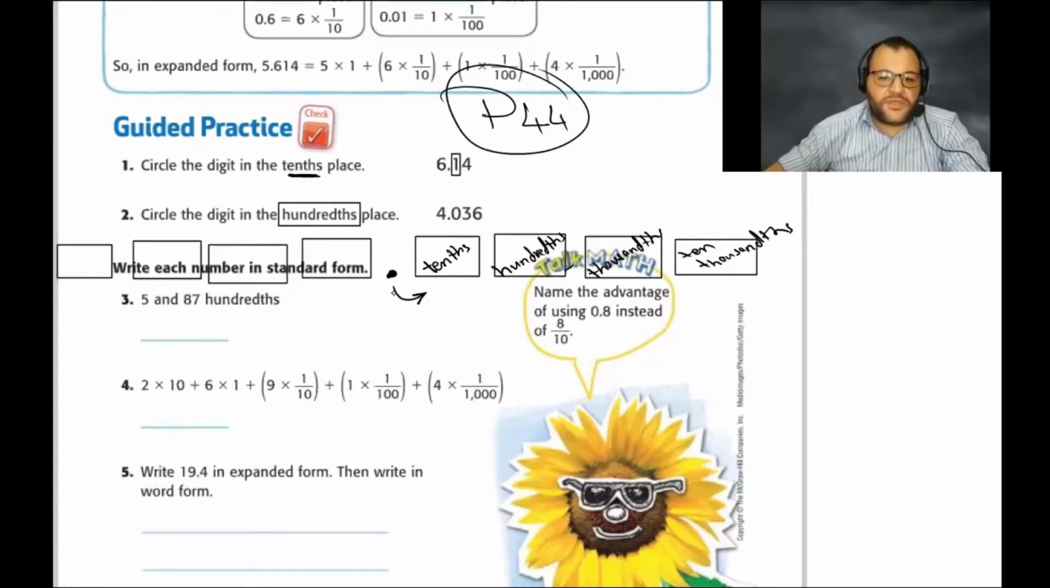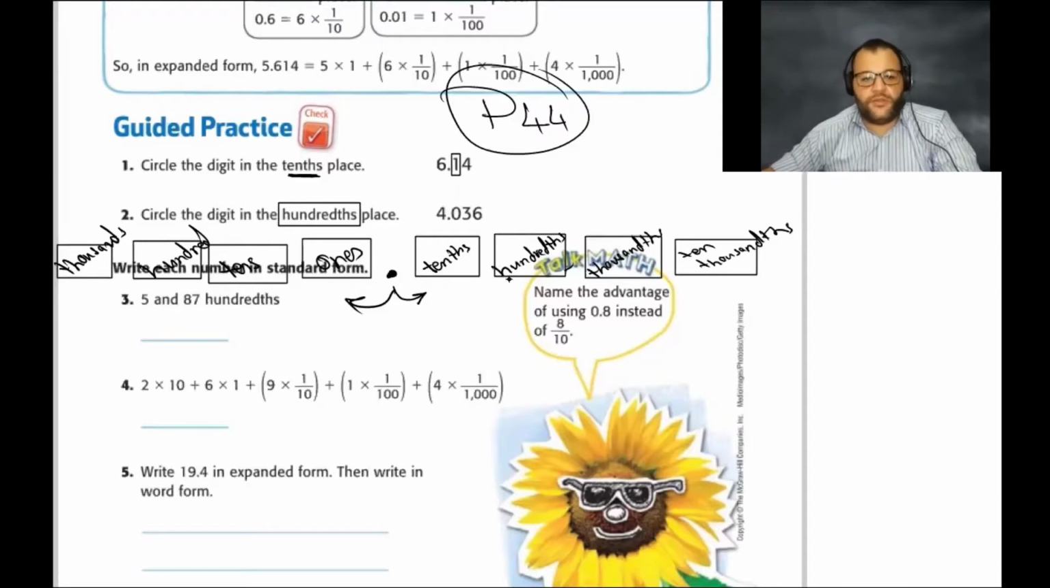So at the left of the decimal, what is the first one? The first one is ones. The second is tens. The third, hundreds. The fourth, thousands. Any problem for this one?